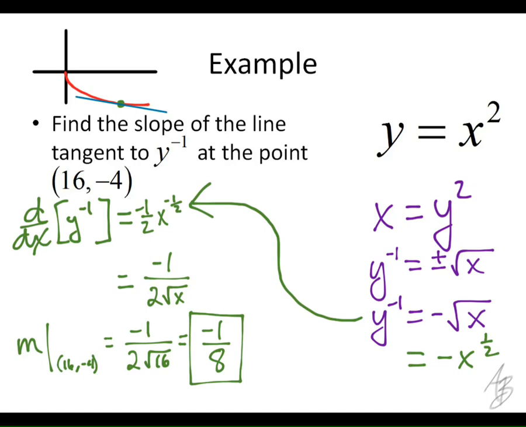Okay. If I were to ask you to find the derivative of the inverse of y equals x squared, you would have to actually do this for the top half and the bottom half. You would have to do it for both. Since this problem is dealing specifically with a point on the bottom half, you only have to deal with that one. Okay? All right.